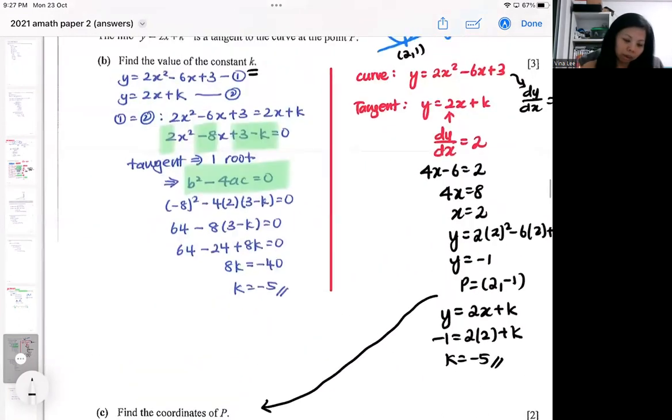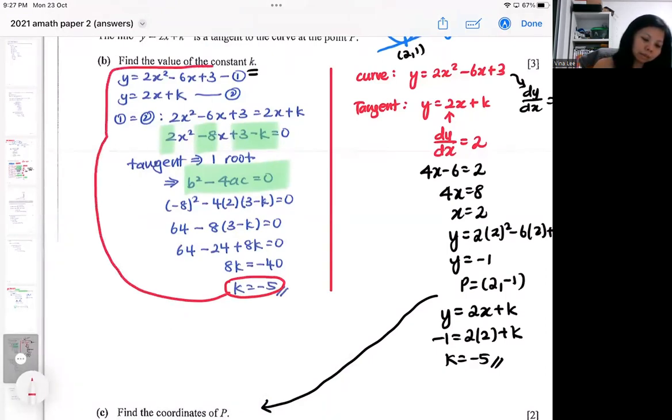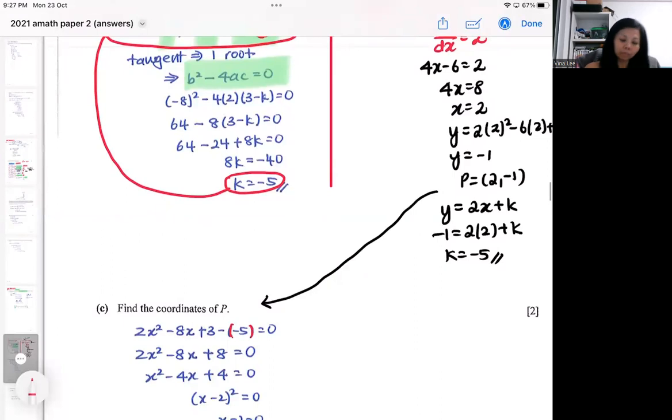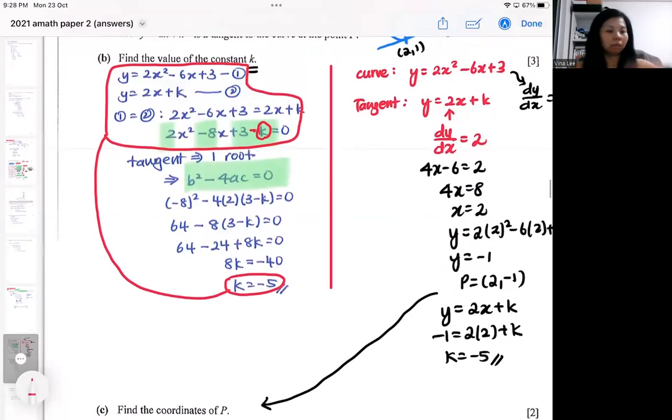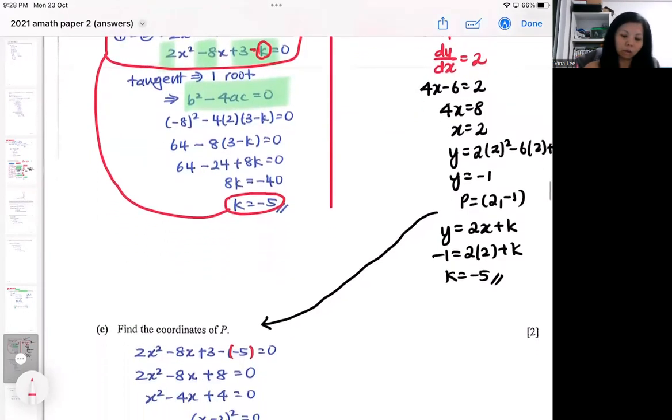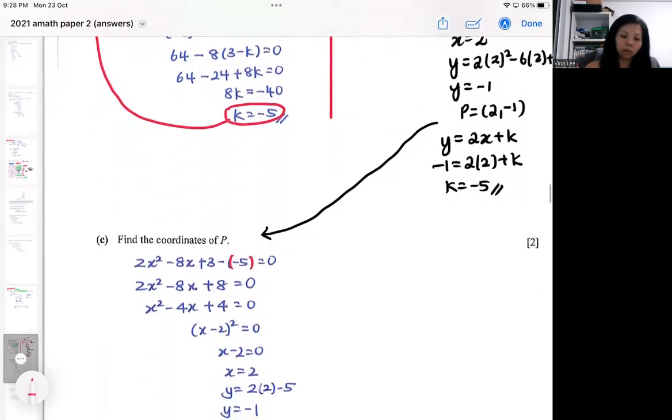What you can do is substitute back to do the simultaneous one more time. You can just put in the -5 here. That's exactly what I did. I meant to redo the whole simultaneous equation, but ultimately if I do the same simultaneous, I will get back to this same equation. So I will just continue from there and I will get the coordinates.